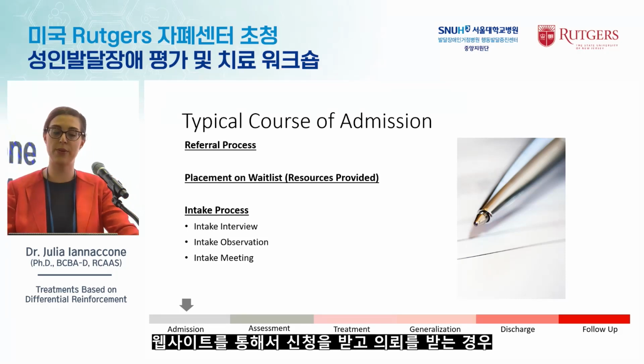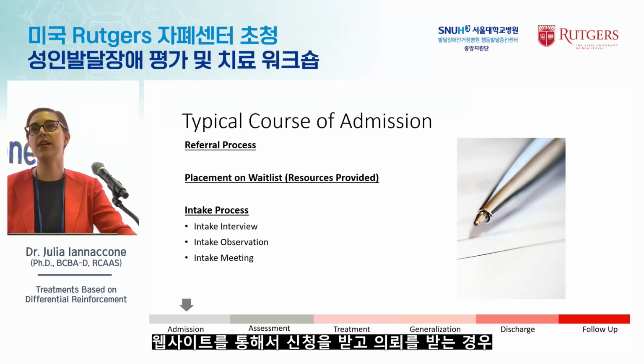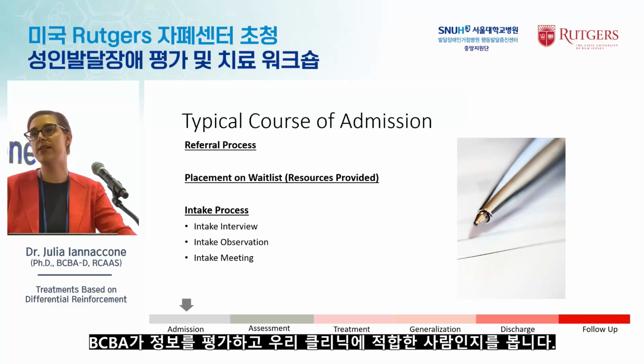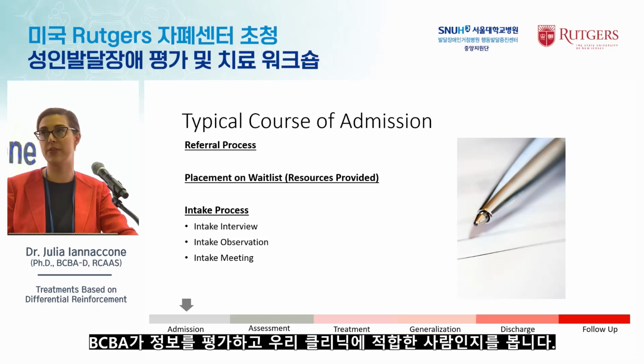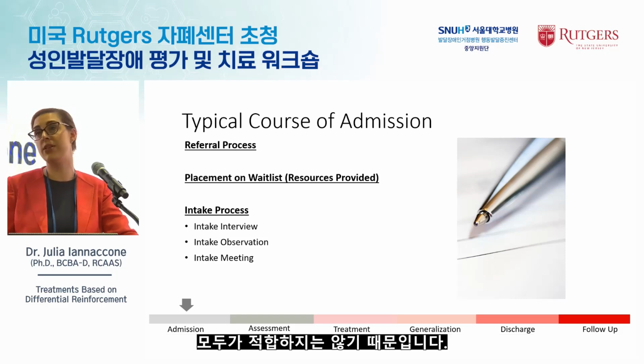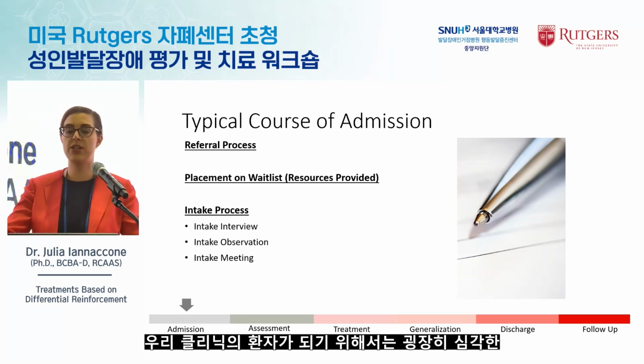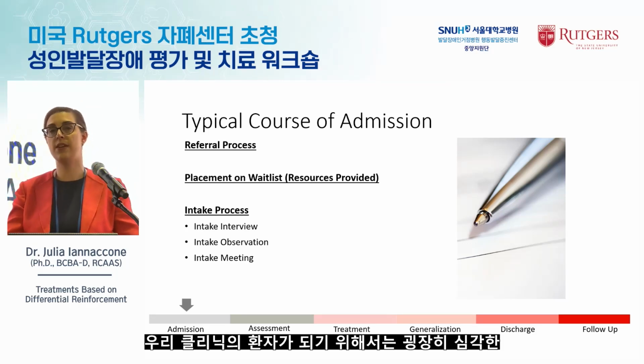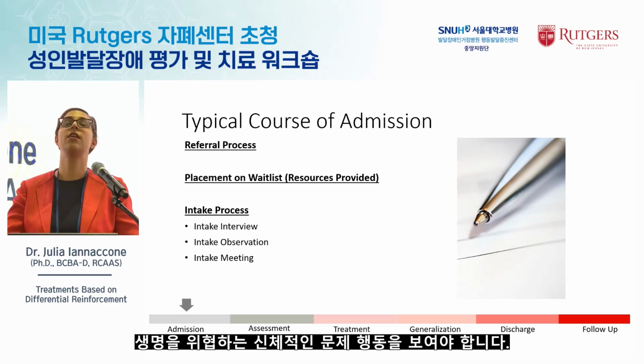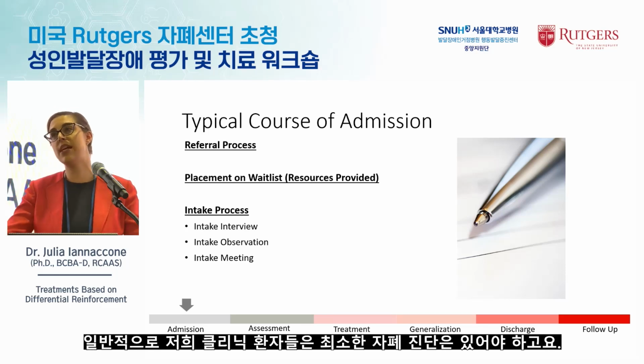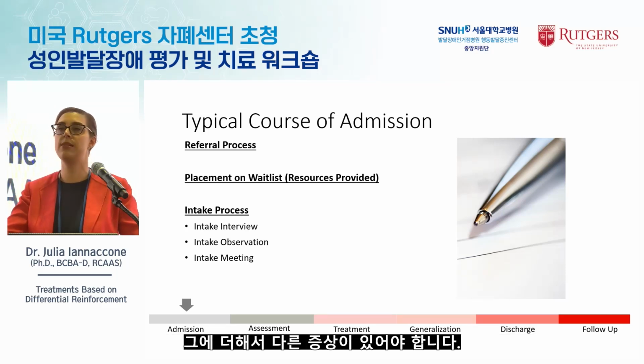So the referrals come in through our website, and as soon as we get a referral, our BCBAs and myself review the referral information and determine if they're an appropriate placement for our clinic, because not all the times they are. To be a patient at our clinic, you have to be engaging in significant, at times life-threatening, physical problem behavior. Typically, all of our patients have at least an autism diagnosis. They could have more on top of the autism diagnosis.